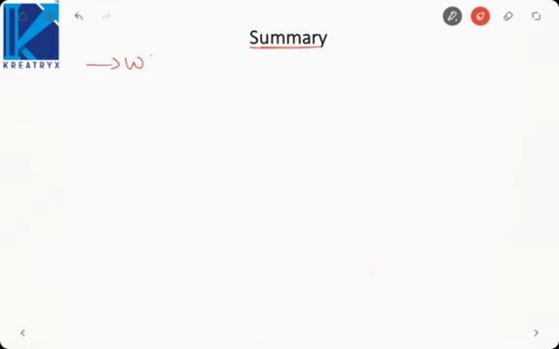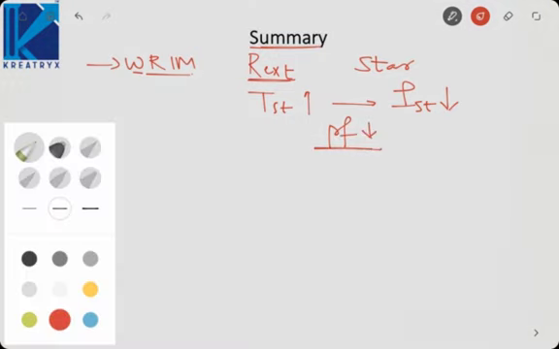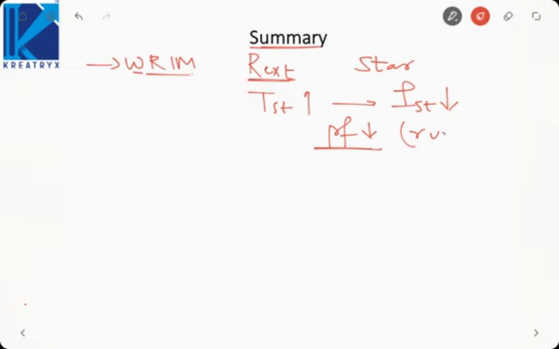We first saw the wound rotor induction motor. There we saw there was a provision of external resistance and the rotor winding was always connected in star. Due to this external resistance, the starting torque increased and also the starting current reduced. But the power factor was also less in the case of the wound rotor induction motor. This power factor was under running condition. Then we saw the working of the induction motor, how torque is produced.